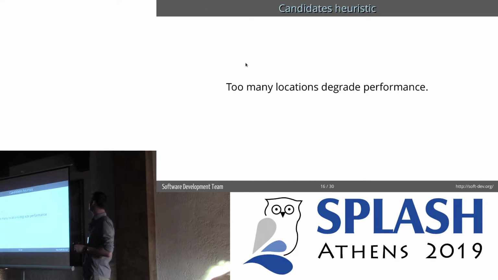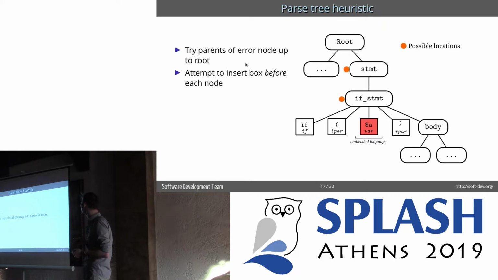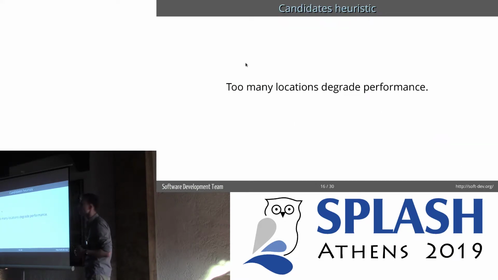So the problem is that in order to find these start locations where we want to insert a box, we can't just scan our entire input and try every single location, because A, that would be too slow, and B, we may produce way too many candidates that would simply overwhelm the users with options. So instead, we have created 3 heuristics which scan our input in different ways.